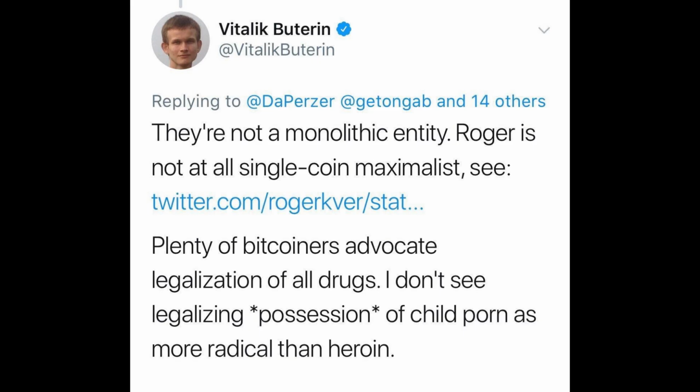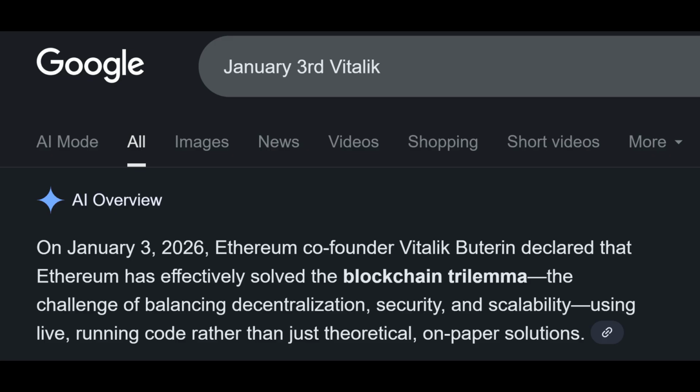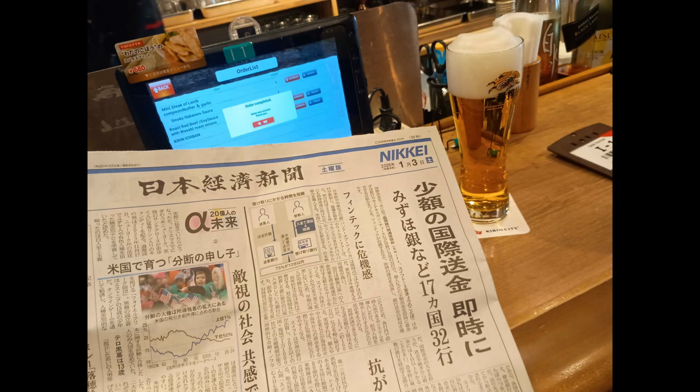Coincidentally, that paedophile apologist and overall suspected closeted freak, Vitalik Buterin, announced to the world that he has solved all of his shitty high school project Ethereum blockchain's problems on January 3rd of this very year, the same day I was in Tokyo reading the Nikkei. It's almost like I'm under illegal surveillance and they're front-running things.